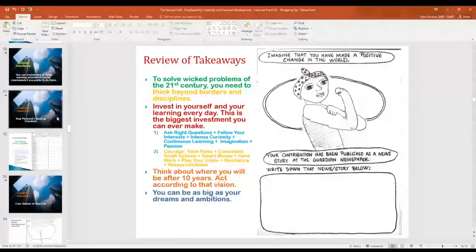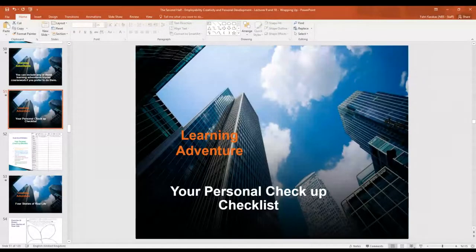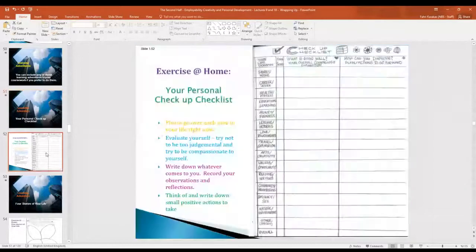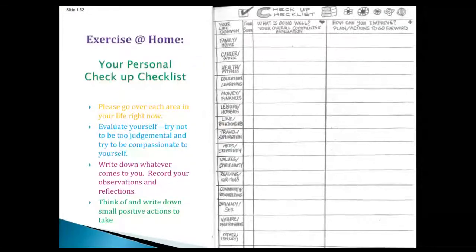Okay, so as I will finish very soon, but before I finish, let me just share some other things from the lecture slides. Please do these at home. The first one, your personal checkup checklist. So here's a checklist that I prepared for you. You will give a score out of 10 for each of these areas: family, home, career, health and fitness, education and learning, money and finances, leisure and hobbies, love and relationships, travel and exploration, arts and creativity, values and spirituality, reading and writing, community and volunteering, etc.